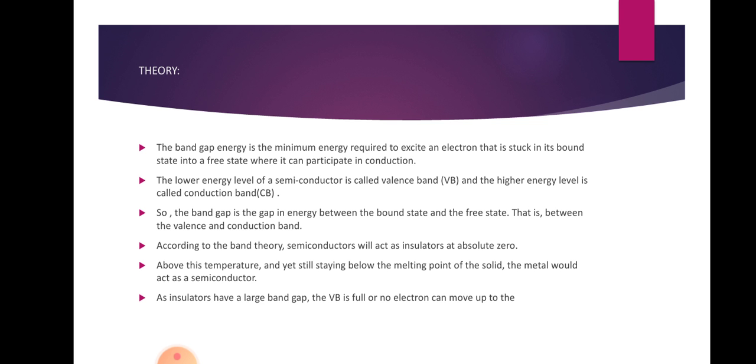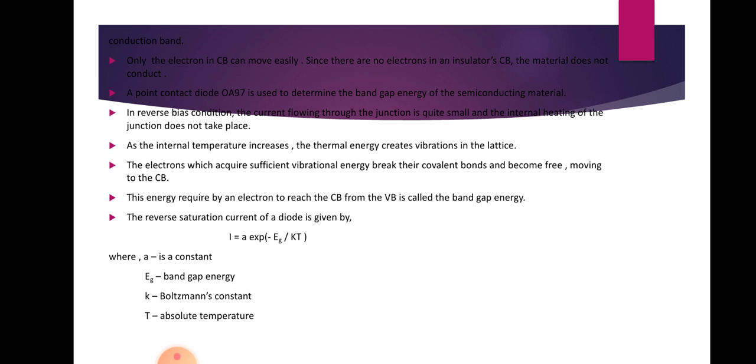We know that insulators have a very large difference in the band gap, that is there is a large difference between the valence band and the conduction band, and hence the electrons that are present in the valence band cannot move to the conduction band. The valence band will be completely full and the conduction band will be void of any electrons. Therefore the insulators cannot conduct, or the electrons in the valence band cannot move to the conduction band and will not be able to participate in conduction.